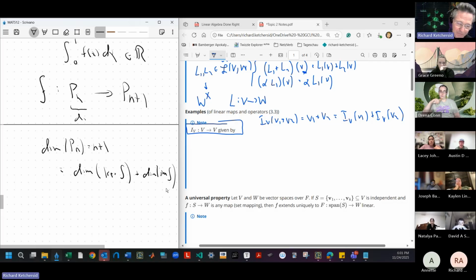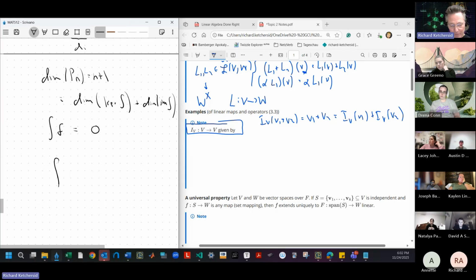So what is the kernel of integrals? When do I integrate something and get 0? When do I integrate a polynomial and get 0, as a polynomial, as the output? Yep, Grace? Well, I was going to say when we integrate a constant? Not even a constant, right? If I integrate a constant, I get Cx, right? Oh, right. I was thinking backwards. My bad.